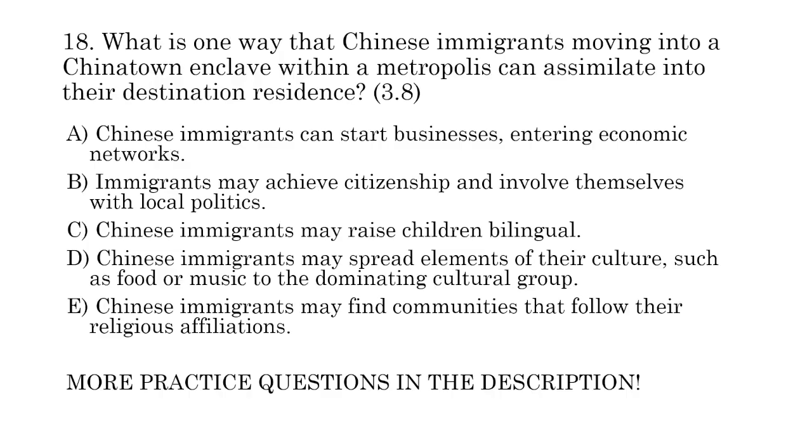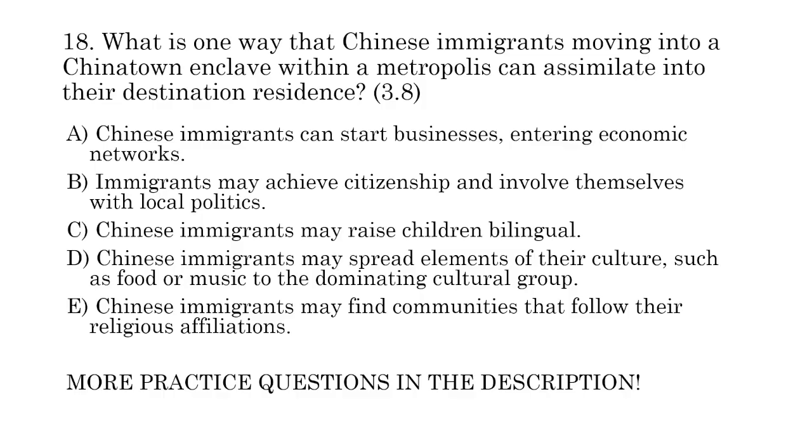B, immigrants can achieve citizenship and involve themselves with local politics. That's a great example of assimilation. Assimilation here is achieving citizenship in another country and being involved in the local politics of a different country. So B is a great answer here. C, Chinese immigrants can raise their children bilingual. That is more acculturation than assimilation because they are adopting elements of different cultures rather than just one.